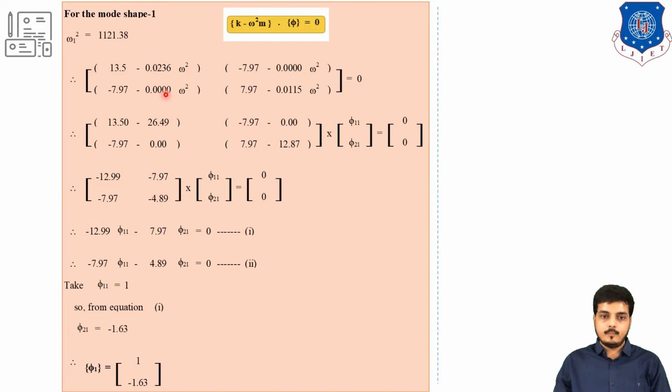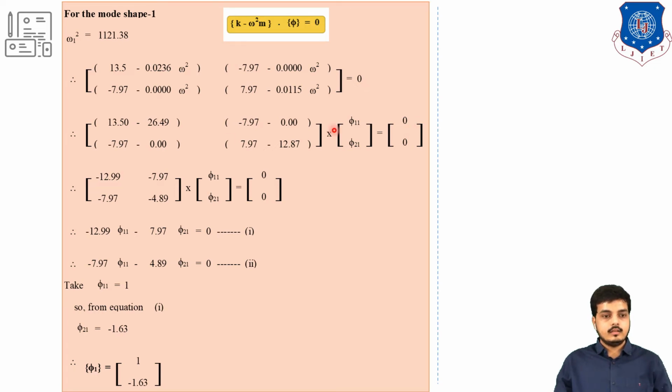Here the value is 0. Now here it will be 0.0115 multiplied by 1121.38. So I will be getting 12.87. And here is my phi matrix, or eigenvector. For mode shape 1, the values will be phi 11 and phi 21. That is the effect on 1 due to mode shape 1, and the effect on 2 due to mode shape 1. 2 is nothing but the second story, or second floor, equal to 0 0.